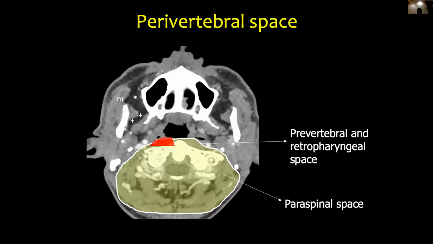Then you have the posterior spaces, that is the perivertebral space. The perivertebral space includes the prevertebral and the retropharyngeal spaces and the paraspinal spaces. Usually they are not so important, but I try to look for retropharyngeal nodes in all my cases so that I am not missing any cases of nodal involvement.